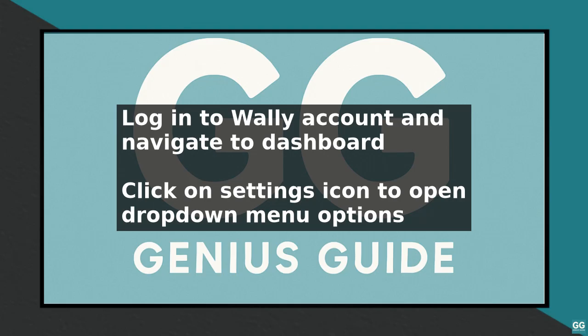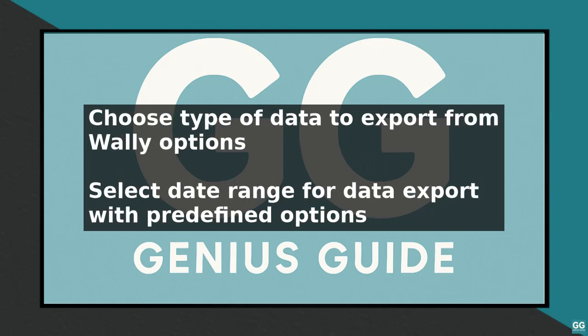Next, choose the type of data you want to export. Wally allows you to export various types of data, including transactions, accounts, and budgets. Select the type of data that is relevant to your needs.